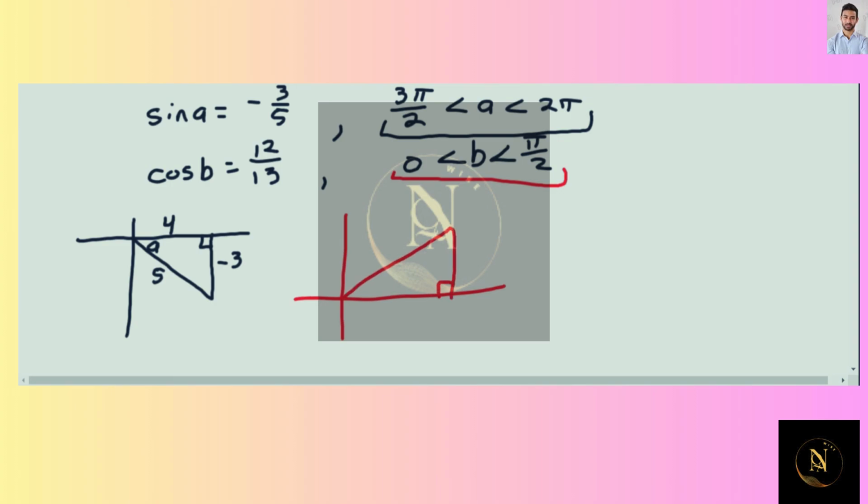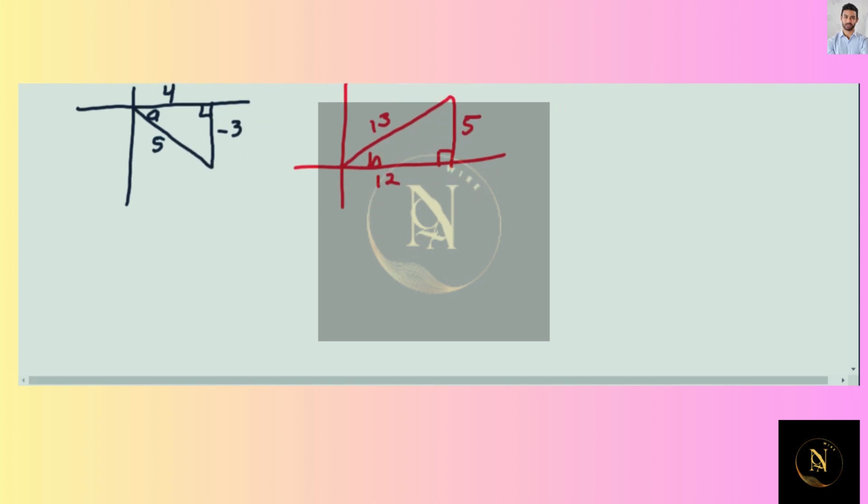So here's our triangle. Here's angle B. And the cosine is 12/13. So the adjacent side is 12. The hypotenuse is 13. Well, this is also one of our special right triangles. It's a Pythagorean triple. It's 5, 12, and 13. So if you didn't know that, you can use Pythagorean theorem to solve that. So now that we have this information, we can go ahead and find the two functions.